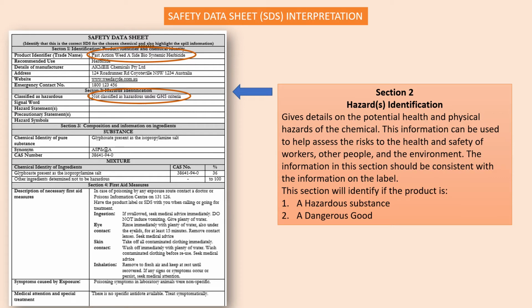In section 2, you will find all the hazards associated with that chemical identified. This section gives details on the potential health and physical hazards of the chemical. This information can be used to help assess the risks to the health and safety of the workers or other people and the environment. The information in this section should be consistent with the information on the label. This section will identify if the product is a hazardous substance or a dangerous good.